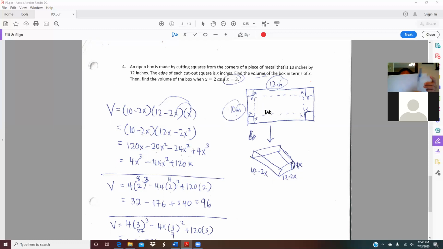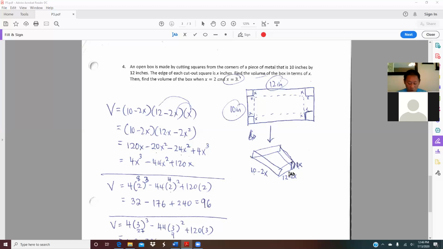What happened is that this used to be 12. Now I tore the x's out. So from here to here, it's going to be 12 minus 2x. That's why if you look at your box, you see 12 minus 2x, and the 2x is because there is an x here and there is an x here. So you are taking 2 x's out from 12.